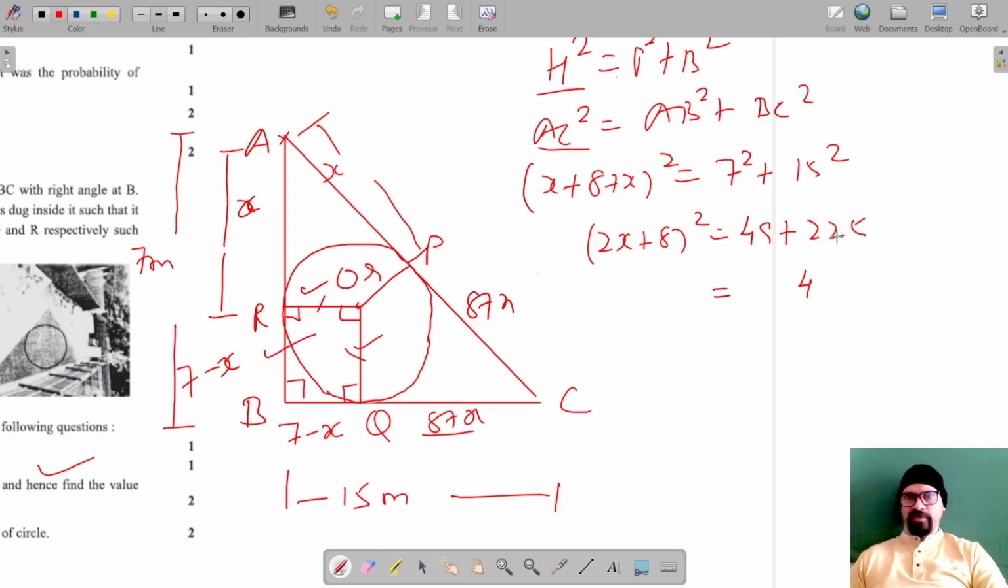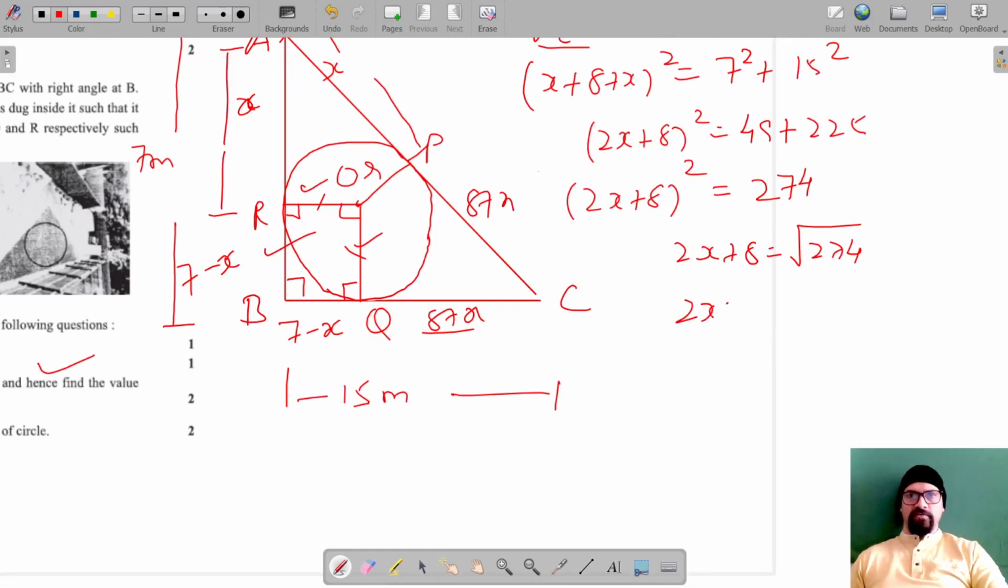7 squared is 49, 15 squared is 225, and the sum is 274. So 2X plus 8, the whole squared, is equal to 274, and 2X plus 8 is equal to the square root of 274. The square root of 274 is 16.55. Okay, this is 16.55, and 2X is equal to 16.55 minus 8.